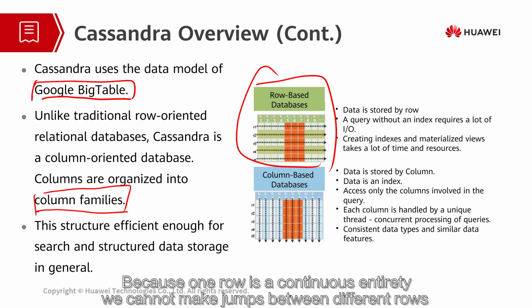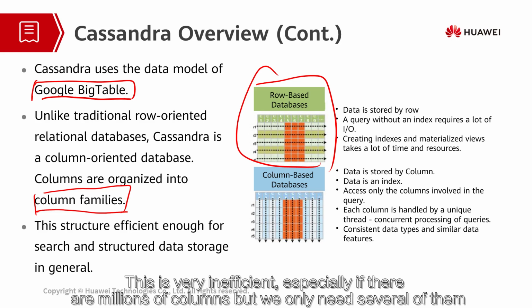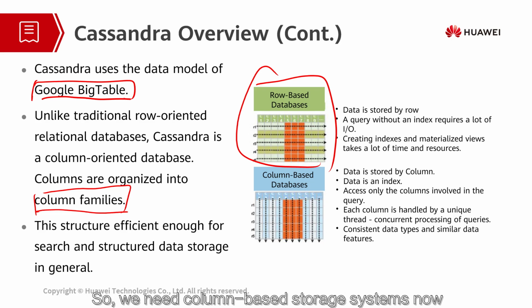Because each row is a continuous entirety, we cannot jump between different rows, but have to scan all the data row by row. So we have to read a lot of unnecessary information. This is very inefficient, especially if there are millions of columns but we only need several of them. So we need column-based storage systems now.